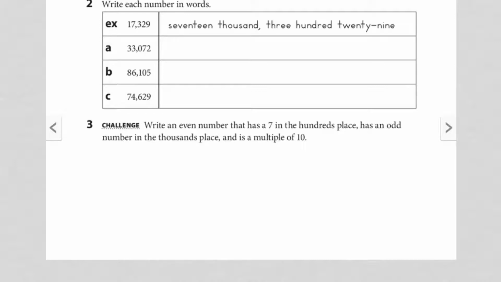So if we look at A, we have 33,000. And when students are writing this out, I really want to see that comma after the word thousand. We have nothing in the hundreds, and so we don't even need to write the hundreds down. Then we just go ahead and we say 72. You will notice I put a hyphen in there between the 70 and the 2 to show that they're connected.